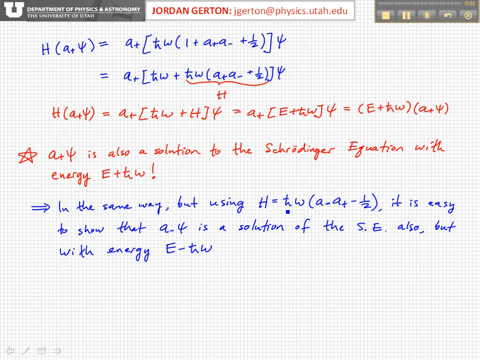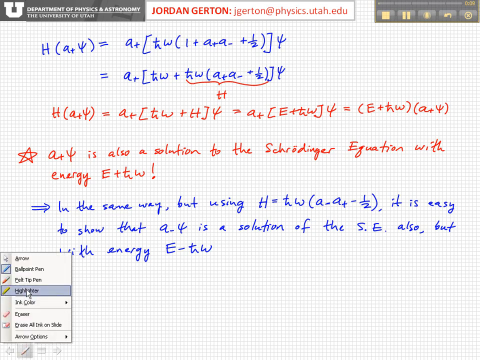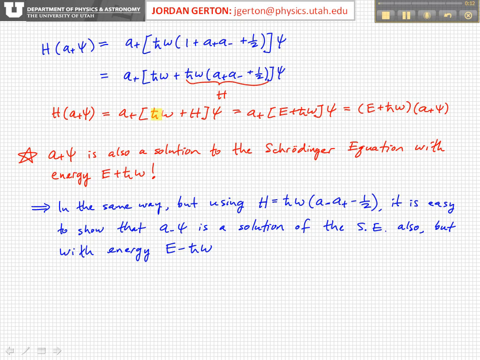Okay, what I was writing down when I was cut off is that we see that when we have a plus times h bar omega plus h of psi, and this comes from the fact that h bar omega times a plus a minus plus 1/2 is one way of writing the Hamiltonian operator. Okay, but we know that the Hamiltonian operator acting on psi just gives us the energy, a number, times psi, and we rearrange this.